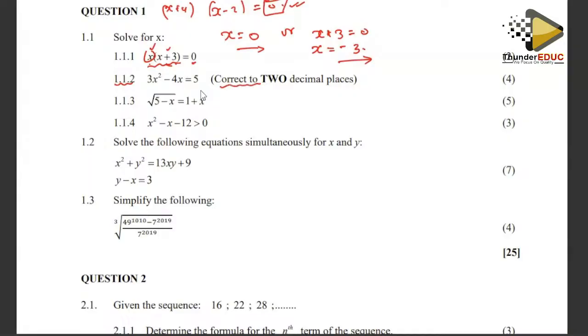Now question 1.1.2. Wherever we see this condition of correct 2 decimal places, just know that we're gonna use the quadratic formula. So step number 1, we need to create the standard form or the standard equation, whereby everything should be on one side and then 0 should be left on the other. So we're gonna have 3x squared, okay, minus 4x minus 5 gives us a 0.